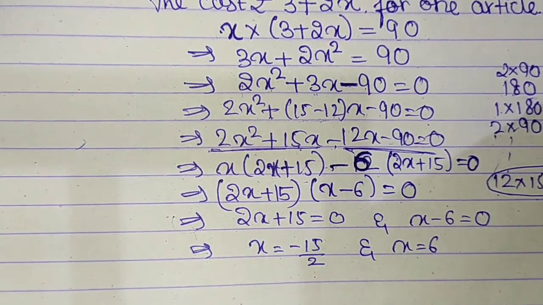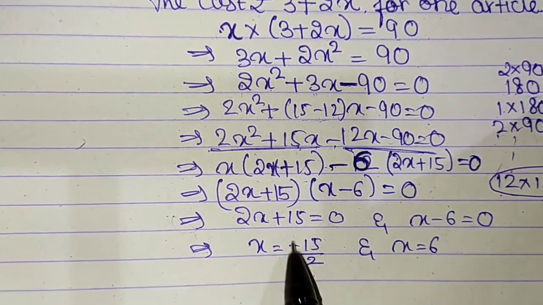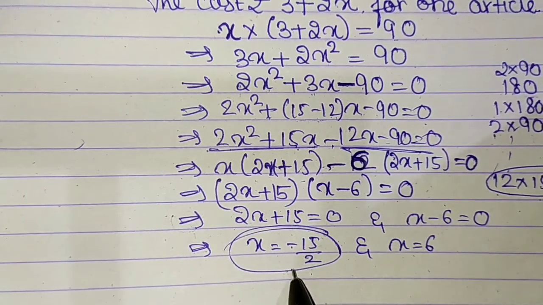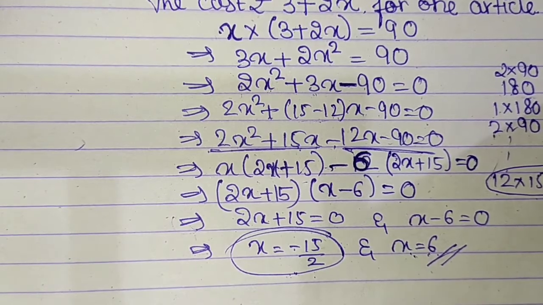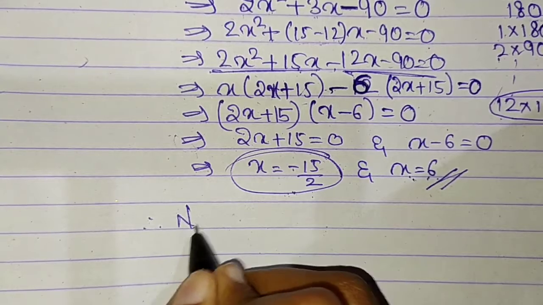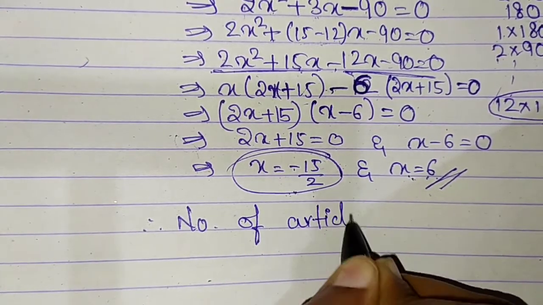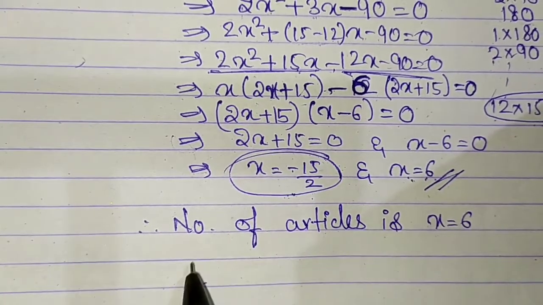Since x is the number of articles produced, it can neither be negative nor a fraction. So we can easily ignore this x equal to minus 15 by 2. So x is equal to 6 is our required solution. This is the number of articles. Therefore, the number of articles is x is equal to 6.